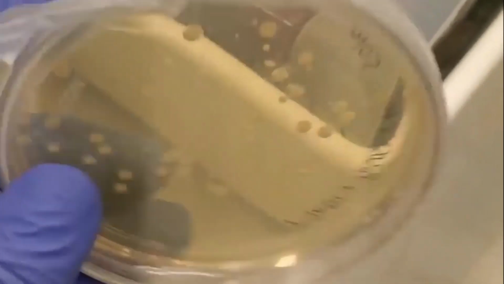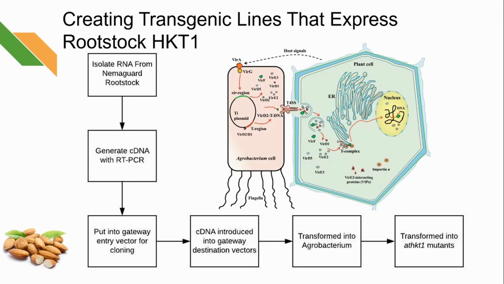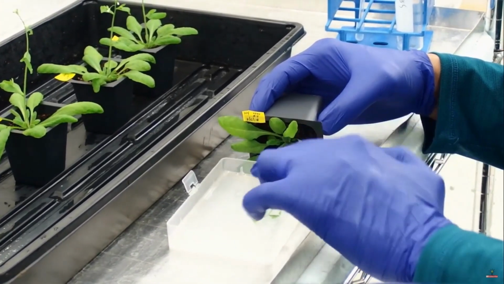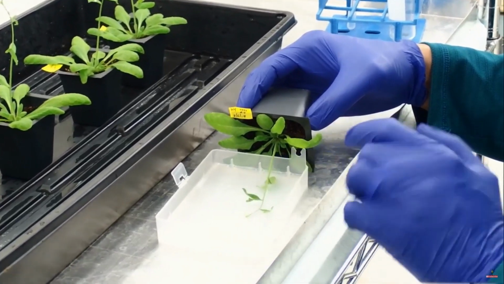The DNA can then be purified and extracted and placed into Agrobacterium. Agrobacterium is a bacteria with a unique ability to be able to integrate some of its DNA into the genome of a plant. Scientists have modified this bacteria so that it will insert a gene of interest into the plant. In this case, it will be our almond rootstock HKT1. By dipping the flowers of mutants into a sucrose Agrobacterium solution, we can generate seeds of our transgenic lines.